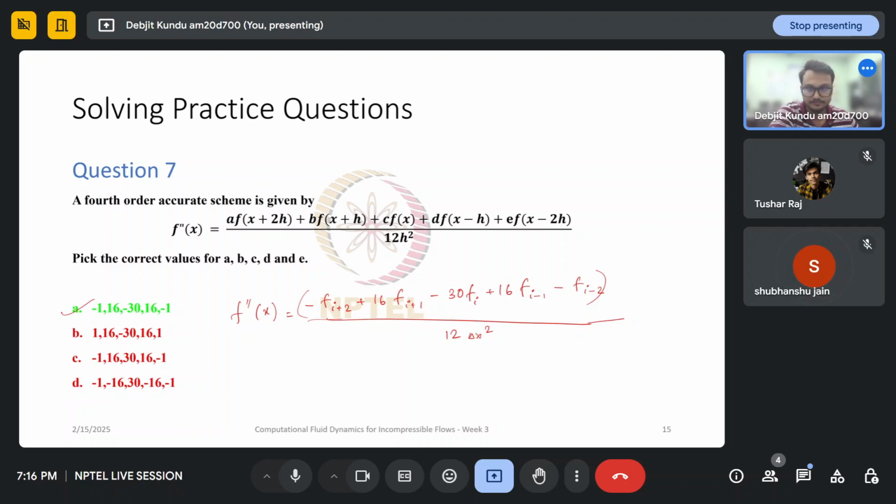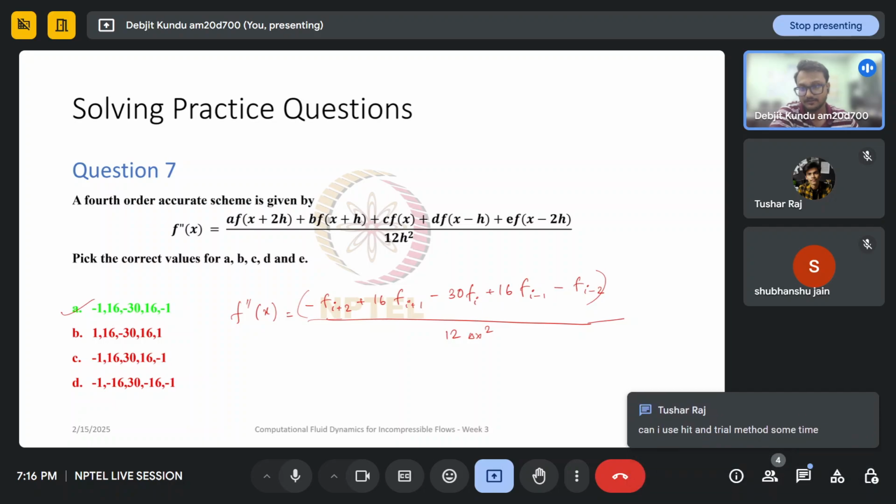Okay sir. But yeah, the main trick over here is that it should add up to 0. And it is a hit and trial method sometimes, of course.